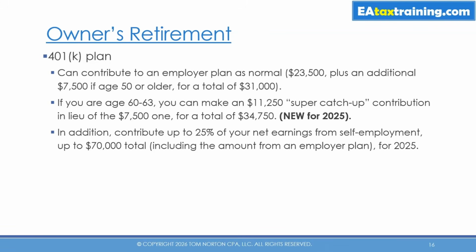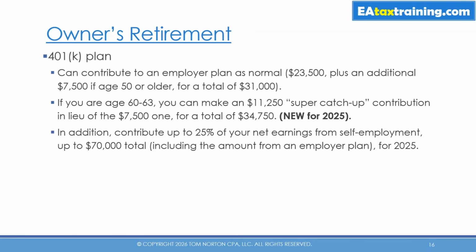So if you've got a side business, or if you start the business partway through the year, you can contribute to an employer plan as normal. So that's $23,500 a year, up to an additional $7,500 if you're age 50 or older, for a total contribution of $31,000. Again, if you're age 60 to 63, we have this super catch-up contribution. So instead of $7,500, you can contribute an additional $11,250 for that total of $34,750.